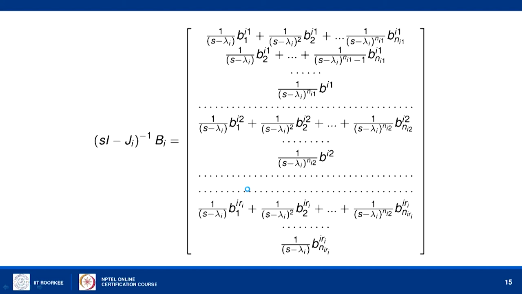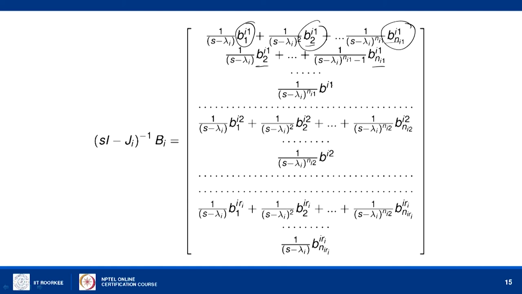The product directly will give this expression, 1 by (s minus lambda i) into Bi1 suffix 1 plus 1 by (s minus lambda i) square Bi1 suffix 2, etcetera. So note that these are all row vectors, Bi1 1, Bi1 2, up to Bi1 ni1. So these are all row vectors, and the 1 by (s minus lambda i) terms, etcetera, are functions of s here. So, by adding all these terms, we will get a vector function in the s variable. The second vector is also a linear combination of these vectors, and it is a function of s.